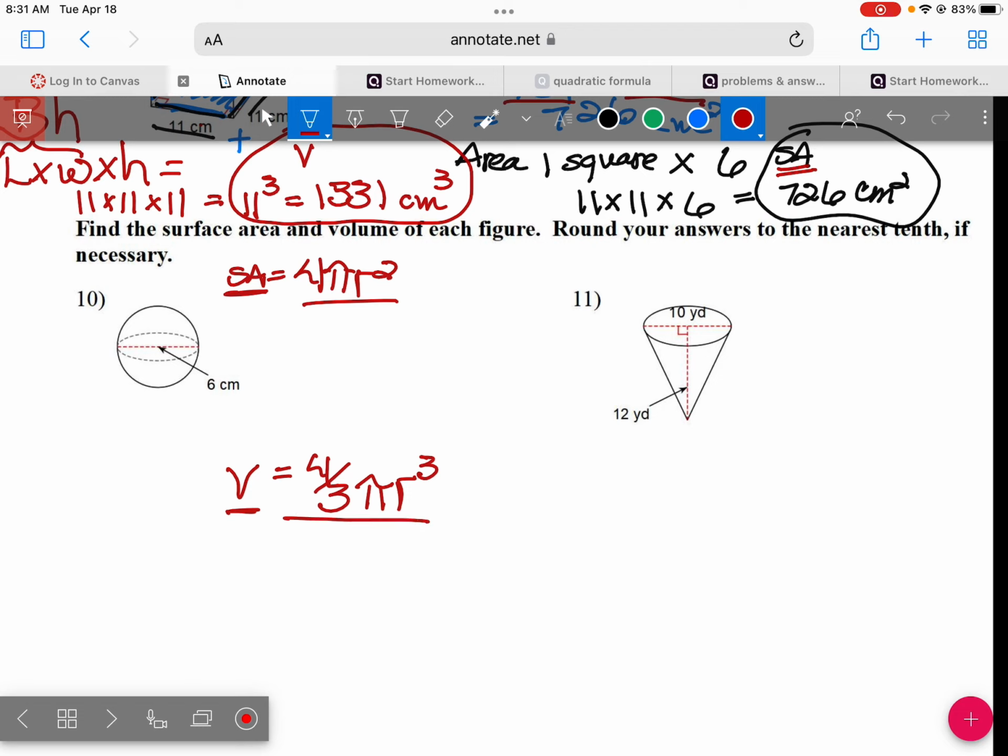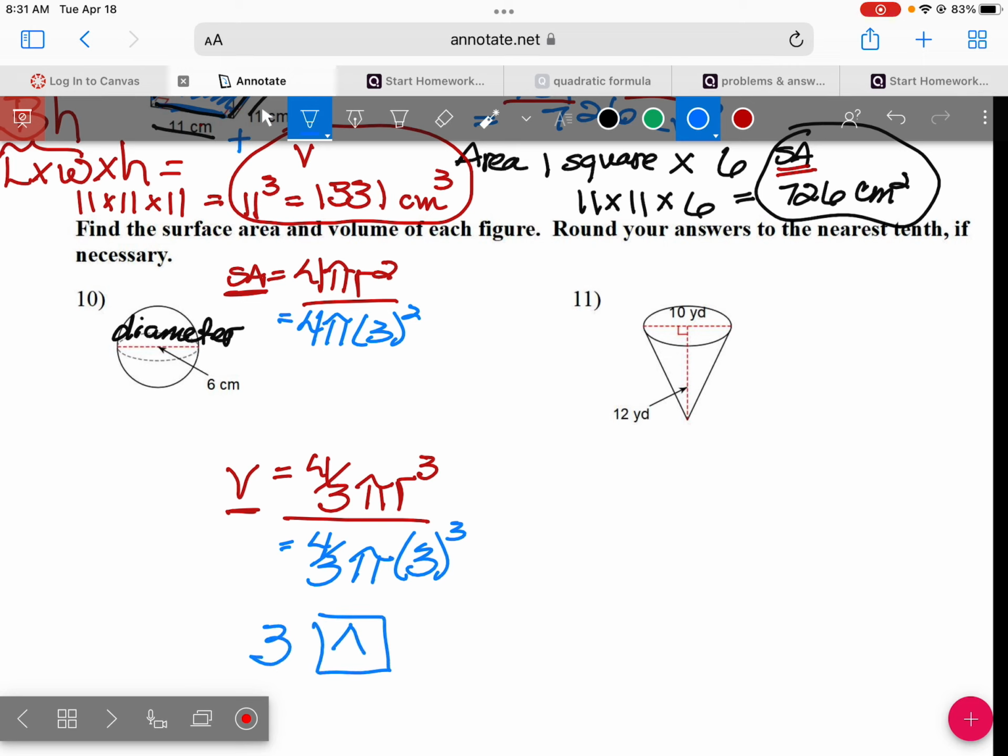And in number 10, is that 6 a diameter or a radius? It is diameter. So that means my radius would be 3. 4 pi times 3 squared, and you can calculate that. And this would be 4/3 pi times radius cubed. Does everybody know how to find the cube of a number? Remember, it would be like 3, and then this caret button, and then 3. Don't ask me that tomorrow.